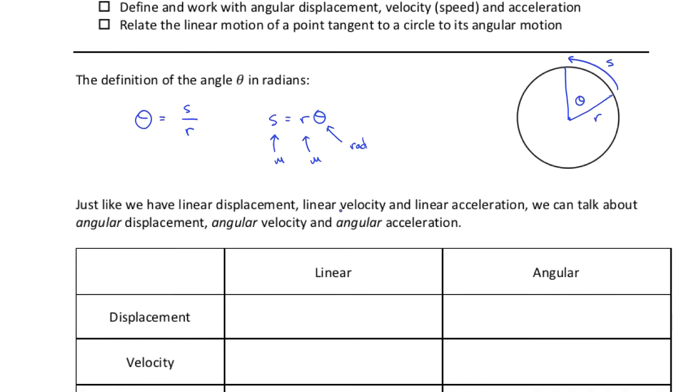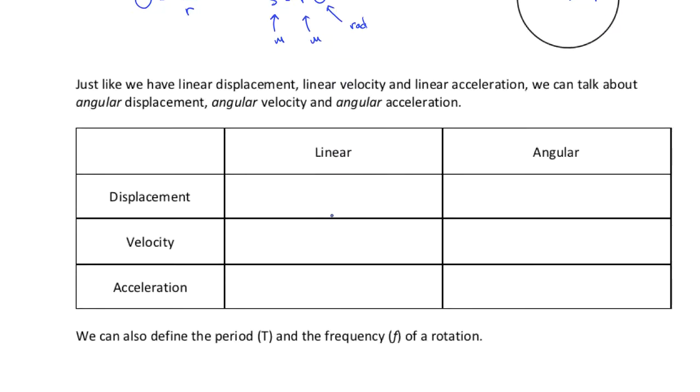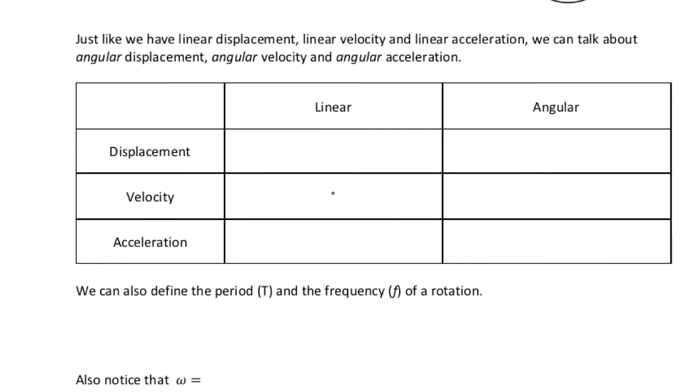Now, just like we have linear displacement, linear velocity, and linear acceleration, we can also talk about angular displacement, angular velocity, and angular acceleration. So just recall in the linear case, displacement delta x is equal to position 2 minus position 1, and it's going to be in meters. Well, similarly, angular displacement, we'll call that delta theta, is equal to the final angle that we are at minus the initial angle that we are at, and it's going to be in radians.